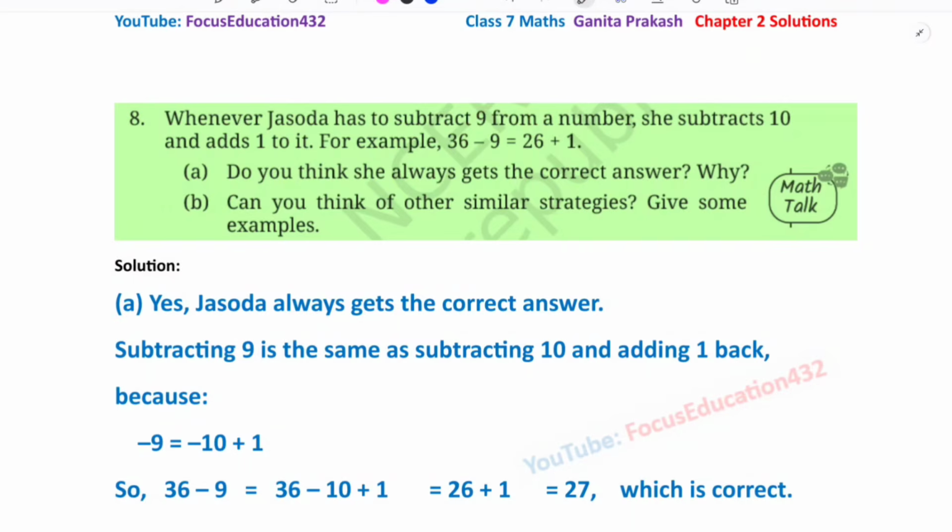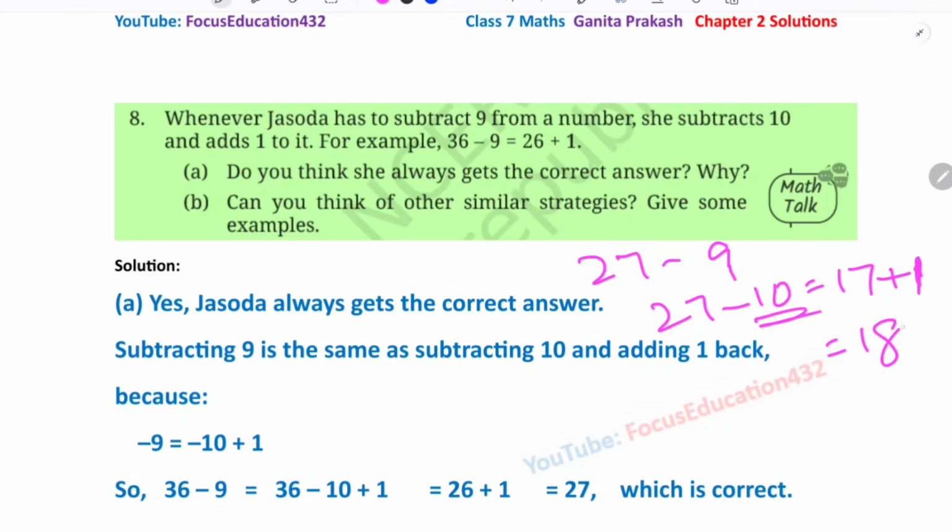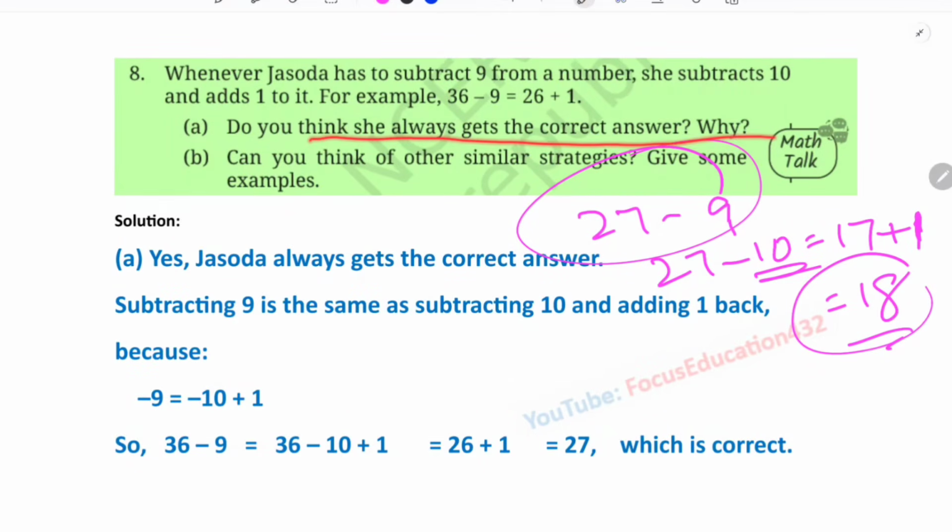So this is one way of teaching the students how to do quick subtraction if some numbers are somewhat difficult. For example, if you have 27 minus 9, what do you do here? First you do 27 minus 10. It becomes 17. Then add 1 because we have taken one extra, no? But subtraction becomes easy here. So what is the answer for this one? This is 18. So 27 minus 9 becomes 18, but an easy way. Instead of 9, take 10, add 1 later. That's all. So, do you think she always gets the correct answer?